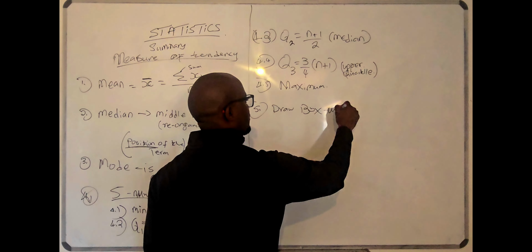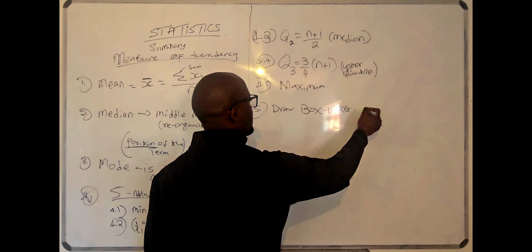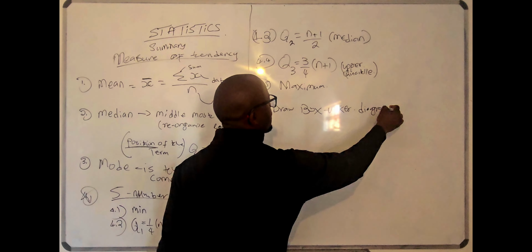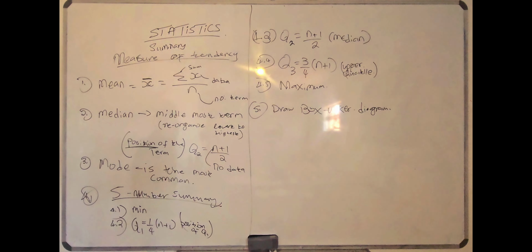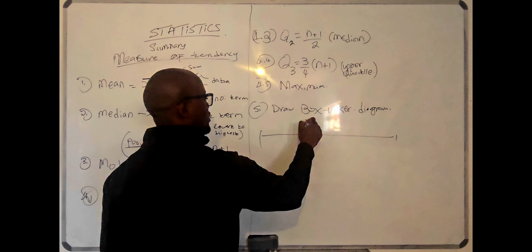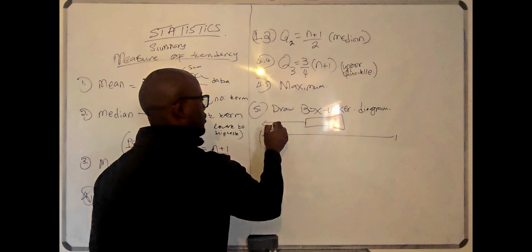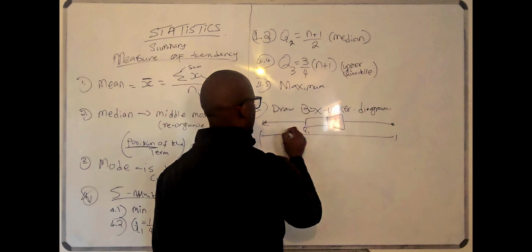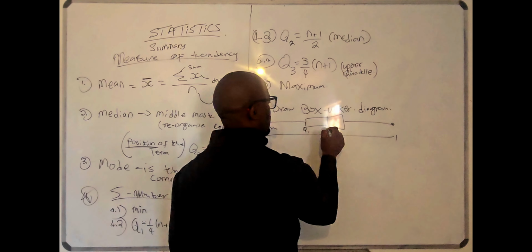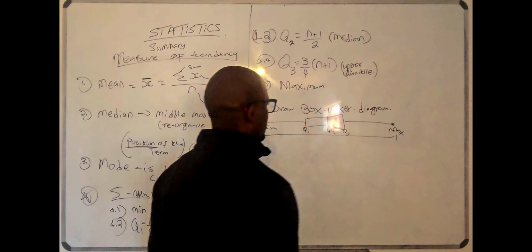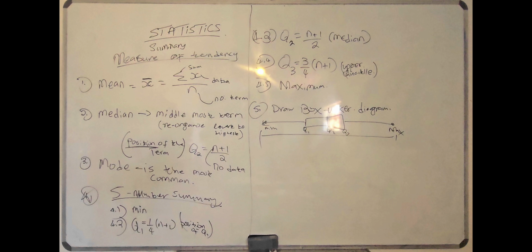Box and whisker diagram. This box and whisker diagram needs to be on a number line. You must have a line to draw it, and then it must be sitting somewhere on that line. Then the minimum, Q1, Q2, Q3, and therefore the max.